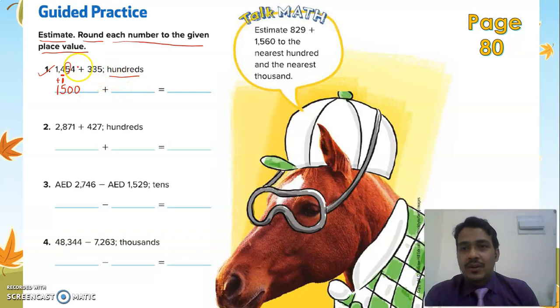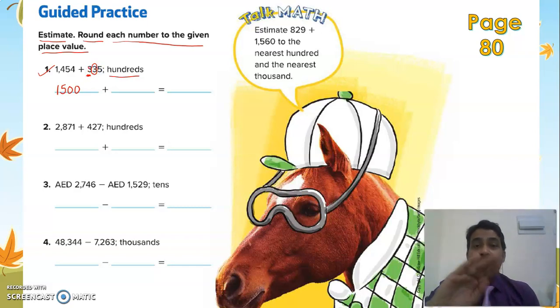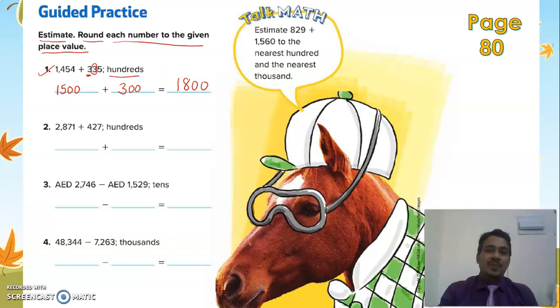Also do the same thing for the second number. 3 is in the hundreds place. Check the number to the right. It is 3. If it is 3, we go backward. We write the same number. So we write 3, and to the right we write 0, 0. Now when you do plus, it is pretty easy. The answer is 1,800.